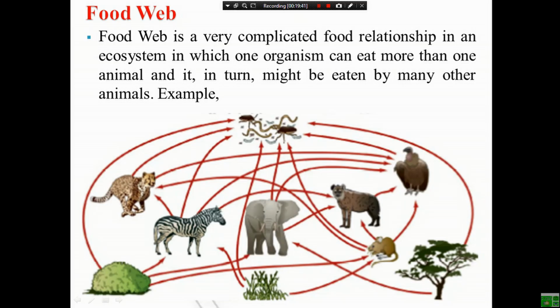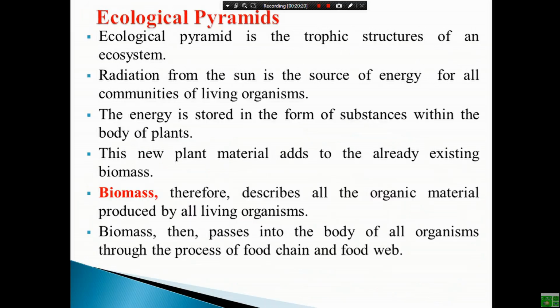Let's say again another example. Here producers or plants are eaten by zebra. Zebra is eaten by tiger. Tiger is again taken by decomposers. Again, here there is another relationship with elephant, with hyena, with a rabbit, owl, and so on. This is a very complicated feeding relationship, which is called a food web, with more complex feeding levels within an ecosystem, or a network of food chains. We call it a food web. It has very complicated feeding relationships between animals and plants.